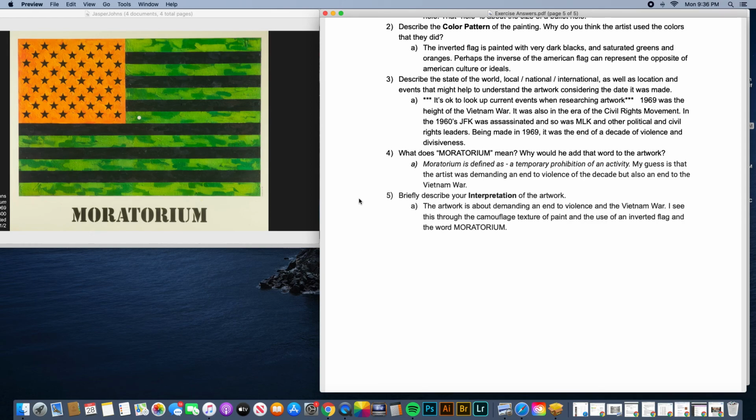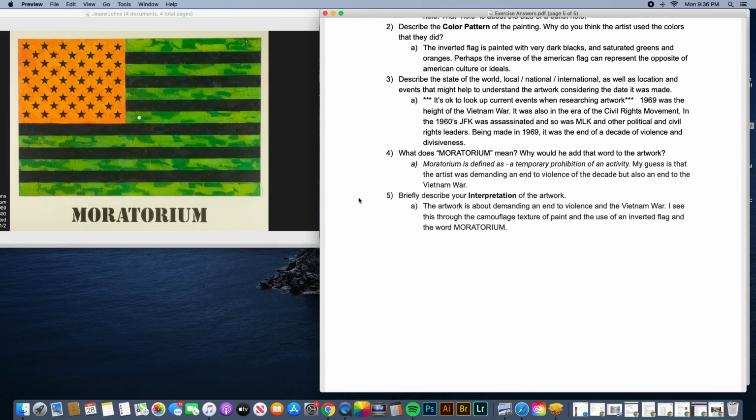Describe the state of the world, local, national, international, as well as location and events that might help to understand the artwork, considering the date it was made. I do say, it is okay to look up current events when researching artwork. Sometimes you look at an old painting or a sculpture and it looks very provocative. Well, what would bring the artist to do that? Like, what was happening at the time?